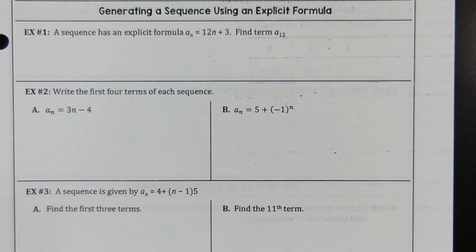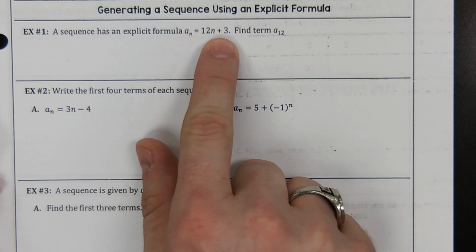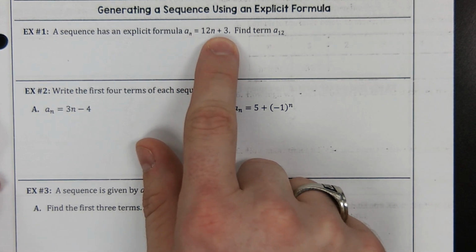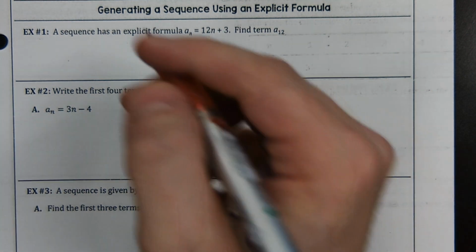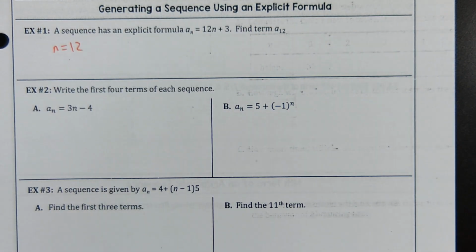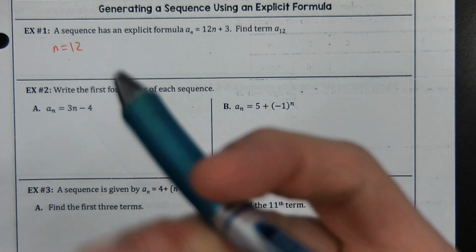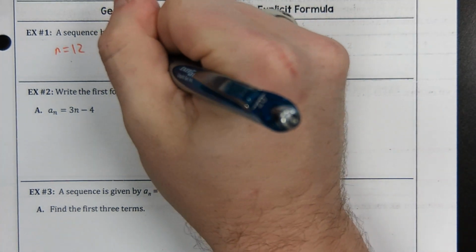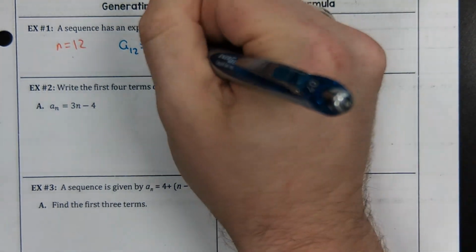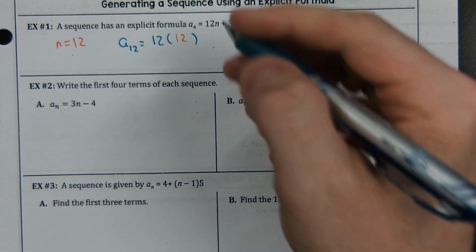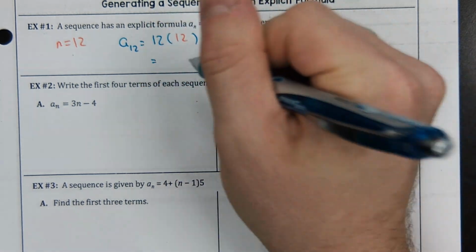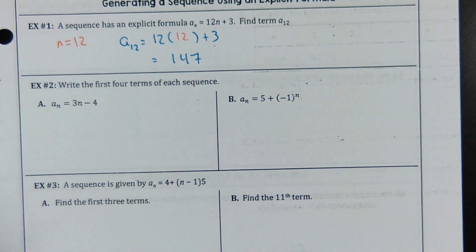So explicit means, if this is an explicit formula, it says if I know the term number, then I can find the term value. So it says, hey, find a sub 12. Here's what that means. That means n is 12. So I'm looking for the 12th term of my sequence. And orange, might as well write in blue, go Gators. So a sub 12 is 12 times the value of n, which was 12, plus 3. It's 144 plus 3. There. The 12th term of this sequence is 147.